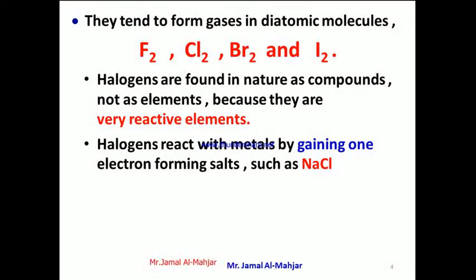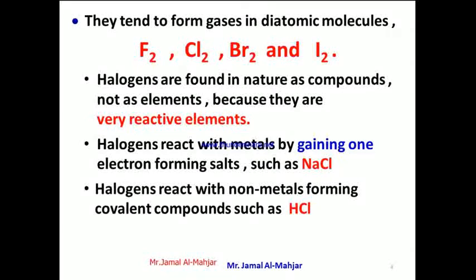So they react with metals by gaining electrons. Focus on this point: by gaining electrons. Now also halogens react with the non-metals. Not only with metals, also with non-metals, forming covalent compounds by sharing electrons in this case. Such as what? Yes, hydrogen chloride as a gas or hydrochloric acid. So you have to focus: with metals, not with the non-metals, only by gaining one electron, and forming what? Yes, forming salt.